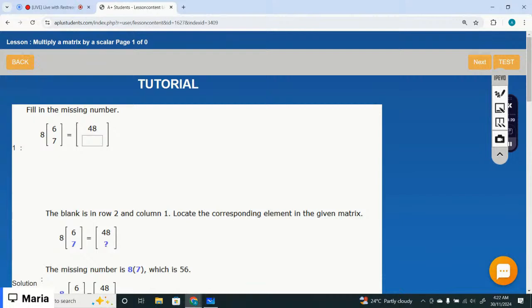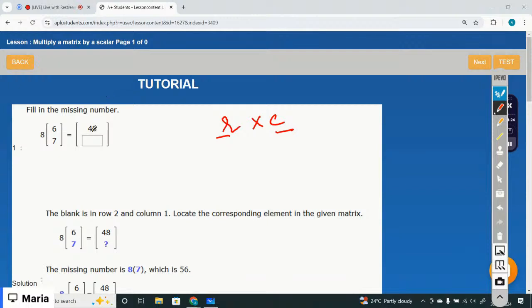What is the missing number? You have to multiply this matrix with 8, right? 8 is a scalar, not a matrix. So you have to multiply with every element of the matrix. 8 times 6 is 48, so 8 times 7 is 56. The missing number is 56.